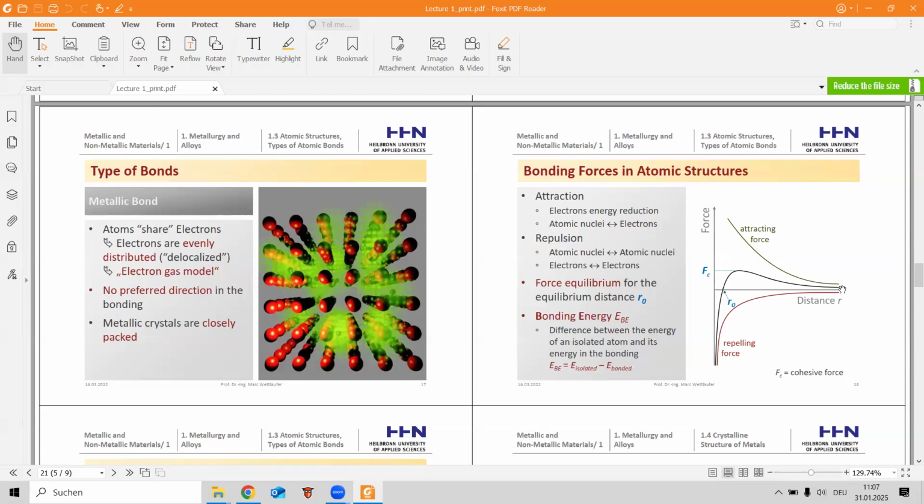So with larger distance, the attracting force between atomic nuclei and electrons is less. So we have a repulsion between atomic nuclei and other atomic nuclei, and between two electrons. With distance increasing, it increases. We have force equilibrium, and at the force equilibrium distance the net force is 0.